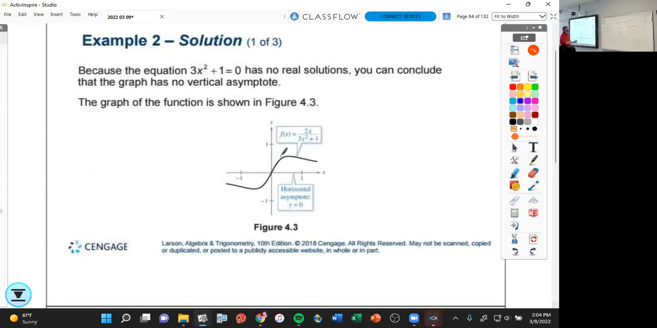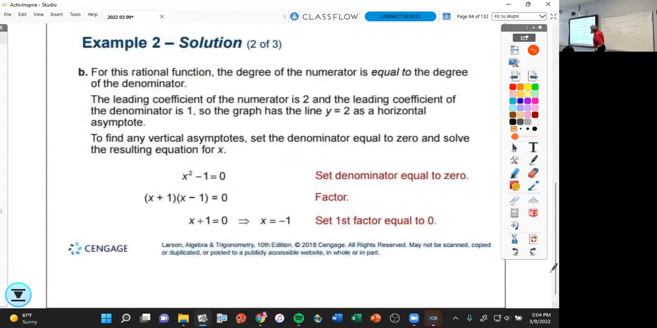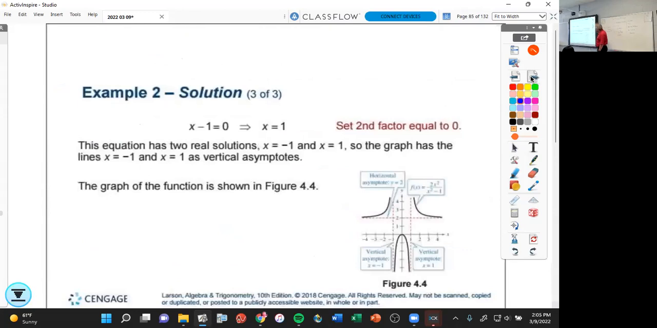So there's that graph. Let's look at the graph of the other function. We said there were 2 vertical asymptotes and 1 horizontal. This is part B still: y equals 2 is the horizontal asymptote, and then factoring, we get -1 and +1 as our zeros, and there's the graph of it. So we have a horizontal asymptote at 2 and vertical asymptotes at -1 and +1.